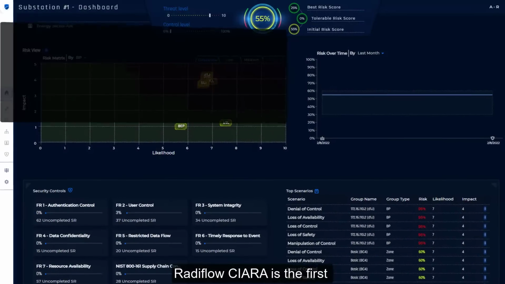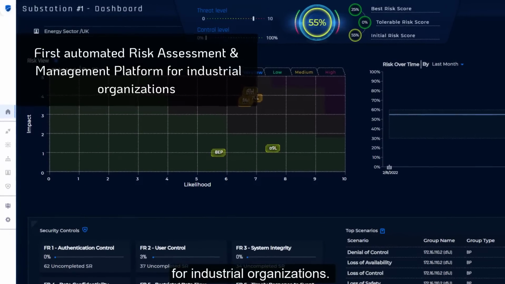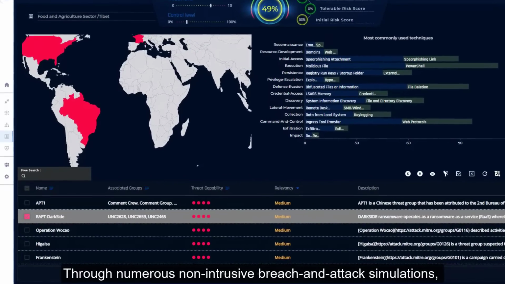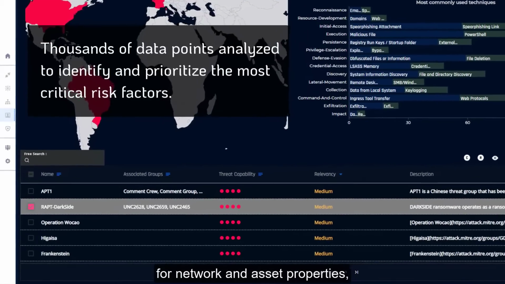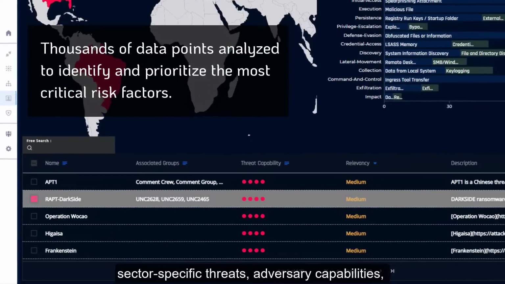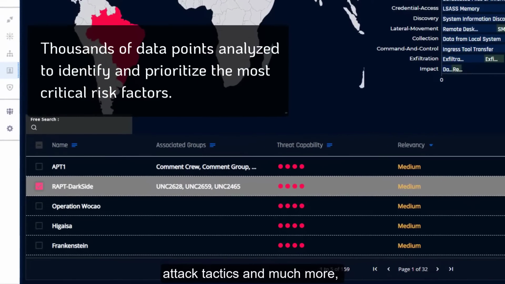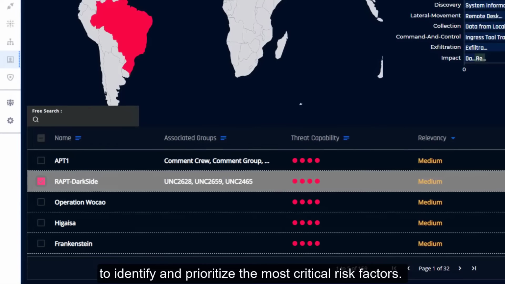Radiflow CIARA is the first automated risk assessment and management platform for industrial organizations. Through numerous non-intrusive breach and attack simulations, CIARA analyzes thousands of data points for network and asset properties, sector-specific threats, adversary capabilities, attack tactics, and much more to identify and prioritize the most critical risk factors.